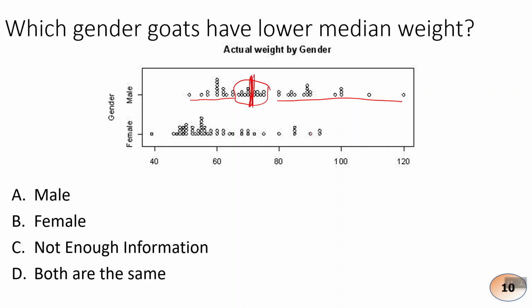For our females, we have some that are up here, but most of the data is down here. So I would say the median is probably somewhere in there. If you wanted to, you could count the dots, and on the AP exam, that's probably what I would suggest doing. But it's pretty easy to tell that the males are going to have a higher mean or median weight than the females are. You could probably also tell the mean and the median from these. So our answer here is the lower one will be the females.